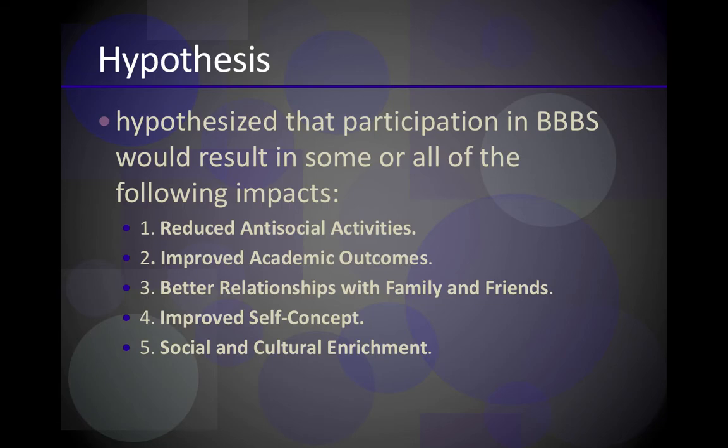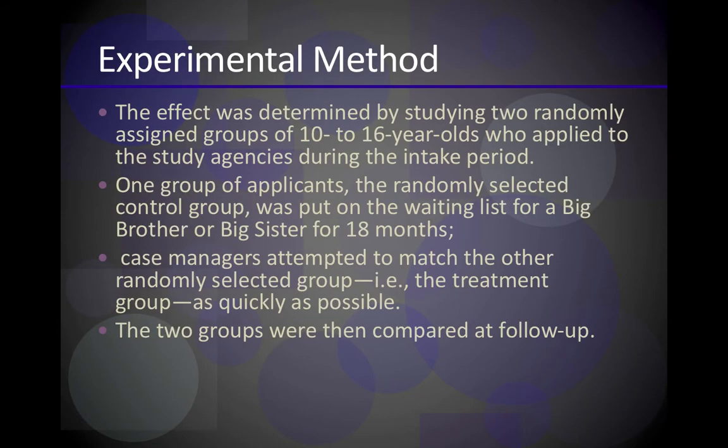It was hypothesized that participation in Big Brothers Big Sisters would result in some or all of the following impacts: reduced antisocial behavior, improved schooling, better relationships with family and friends, a better self-concept, and social and cultural enrichment. The effect was determined by studying two randomly assigned groups of 10 to 16-year-olds who applied to the agencies during the intake period. One group of applicants, the randomly selected control group, was put on the waiting list for 18 months. Case managers attempted to match the others, randomly selected. And then they were compared at follow-up.